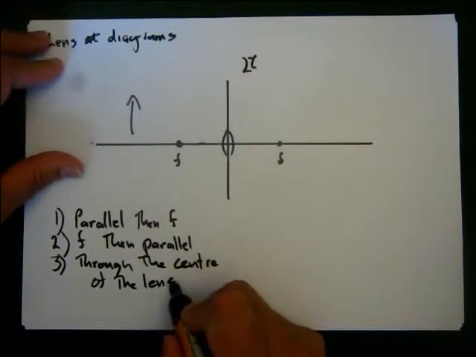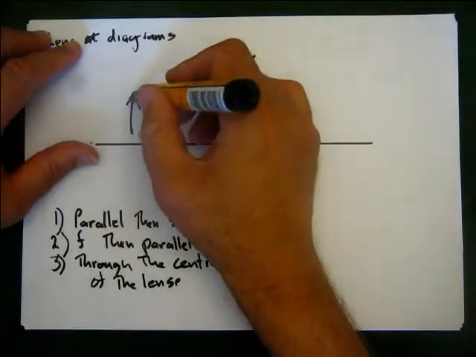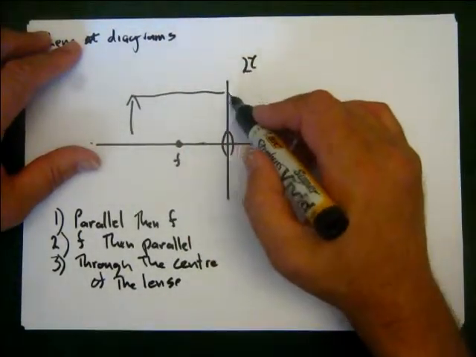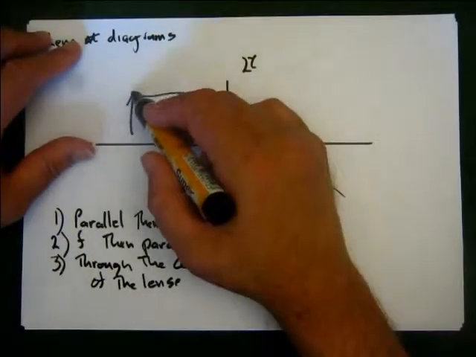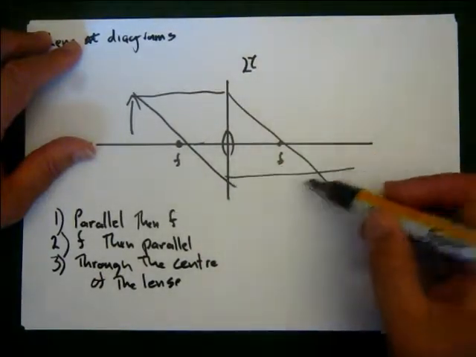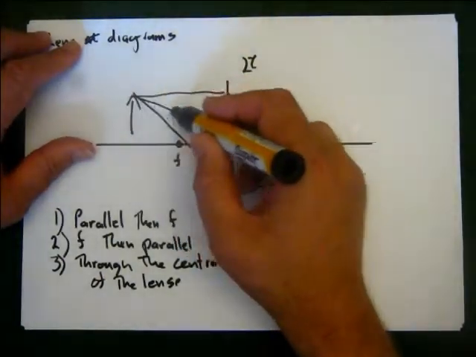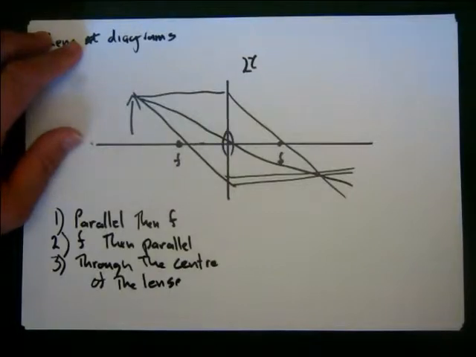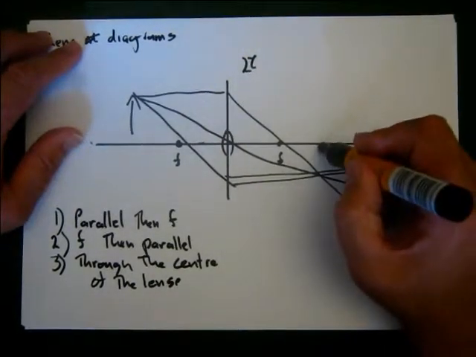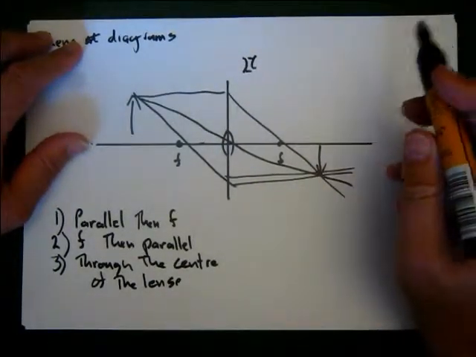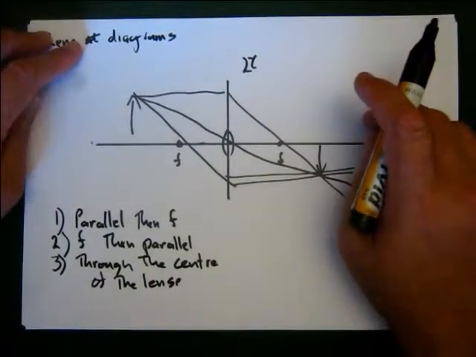So the first one, say we're taking this case, we draw it parallel, through F. Second one, we draw it through F, parallel. And the third one, we just draw straight through the center of the lens like that. Where they meet is the image. So we'll do an actual proper example of this in a minute.